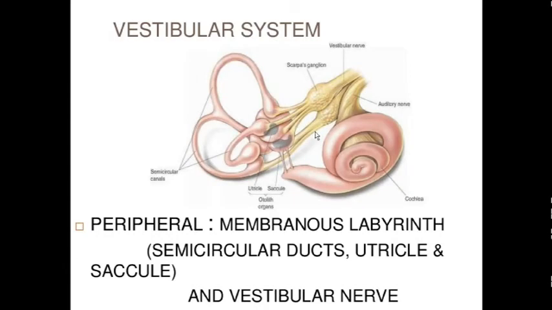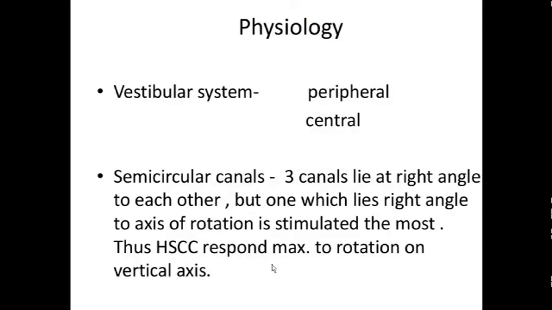In the vestibular system, one part is hearing, that is the cochlea, and one is balance, which is all about the vestibular system. So you can very easily see 3 semicircular canals. The entire vestibular system or the balance has 2 parts, peripheral and central. Peripheral comprises the membranous labyrinth, which is formed by semicircular ducts, utricle, saccule and the vestibular nerve, and central is at the central level, that is the cerebellum.